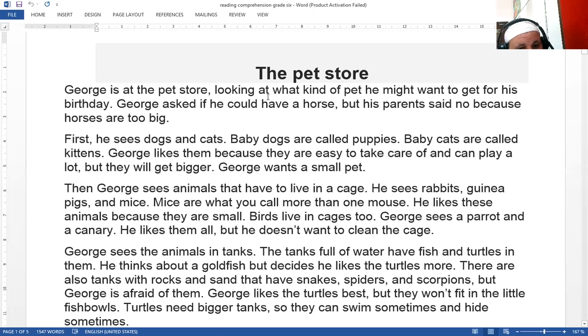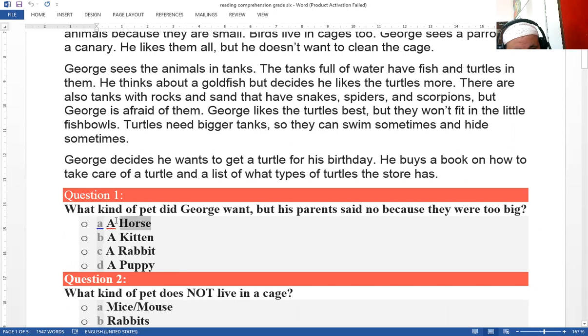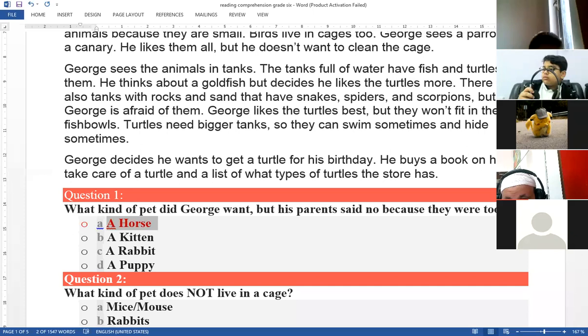Looking at what kind of pet he might want to get for his birthday. Joe asked if he could have a horse, but his parents said no because horses are too big. Now what you said is correct, right? So when you are at the test, what will you choose? Horse. You will choose horse and move to the next question. Do you understand? Yes. Do you understand, Asil? How do you do the comprehension in the test?